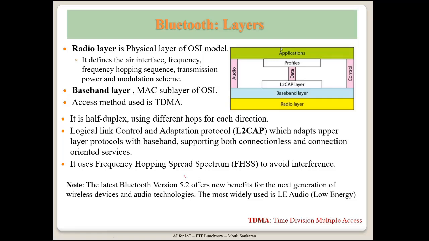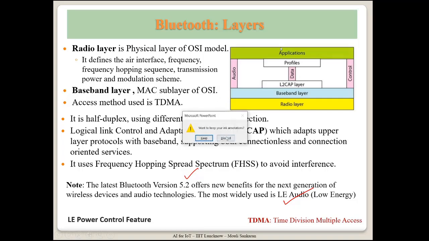Version 5.2, as I mentioned, is the latest version of Bluetooth, which is very popular for audio. Low energy audio, for audio streaming. Audio streaming happens during this time. That's why you can use your Bluetooth enabled headset to communicate with your speaker. That's a very popular usage, and they can control the power transmitted by the devices. That's why you can reduce the interference among the devices. So this much is enough on Bluetooth.